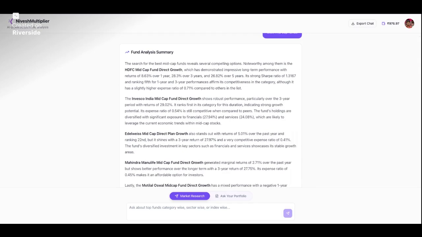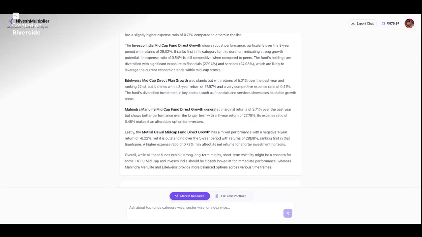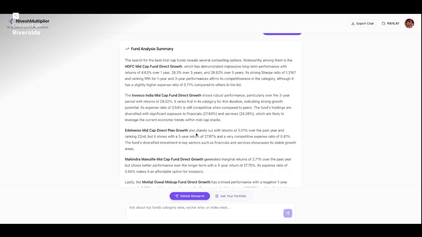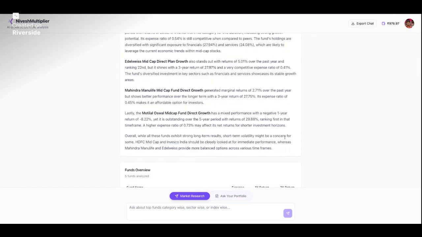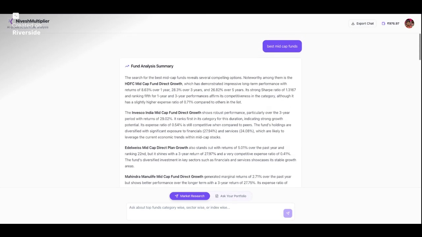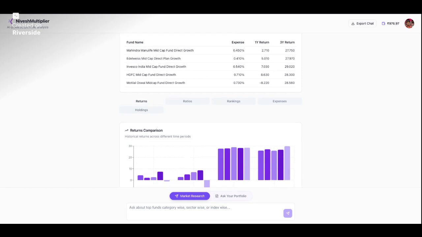It is giving us the pros and cons for each of these funds. You could read this AI generated summary, which covers everything we just saw in the table, and overall it says the short term may be a concern. HDFC Midcap and Invesco should be closely looked at for immediate performance, whereas Edelweiss provides a more balanced option across time frames. I think this kind of answer none of the LLMs give, nor the websites where we research mutual funds, because it really eases our job in searching various mutual funds. It has eased my job.